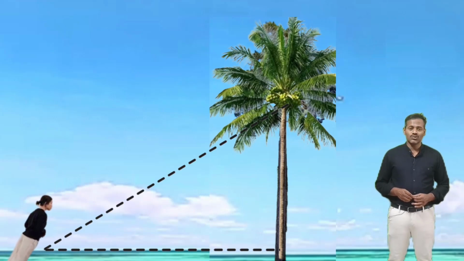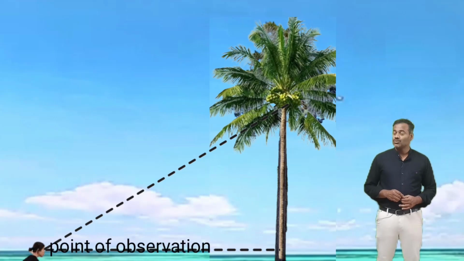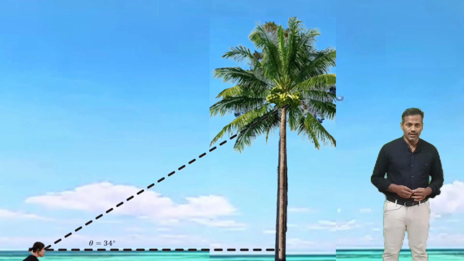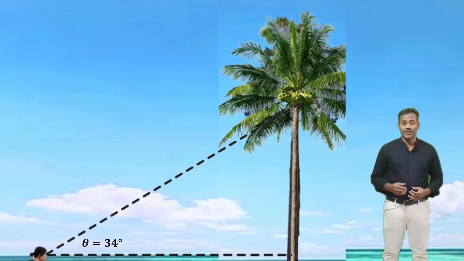Actually, I don't want to measure the angle from there, I want to measure the angle from here. That's the point of observation. So that woman has to lie down. From the point of observation to the top of the tree, say we form an angle, and with the clinometer we measured that angle to be 34 degrees. So we got a horizontal line and a vertical line.